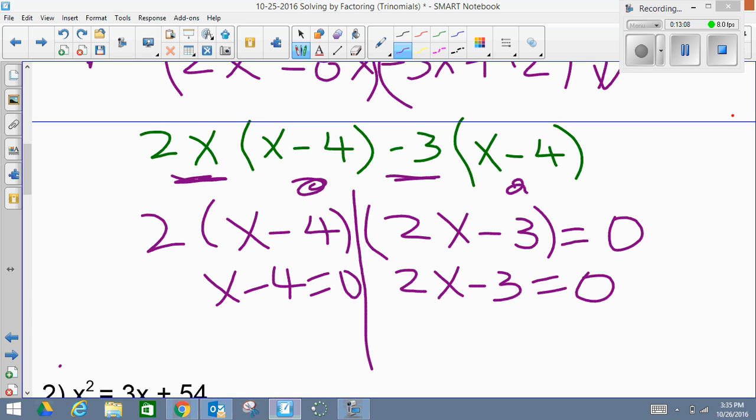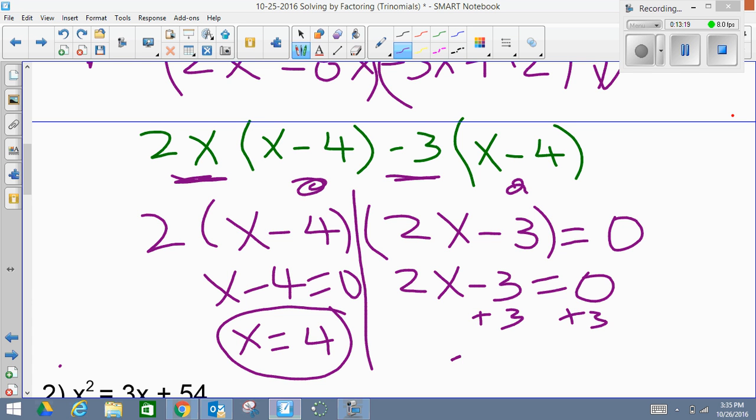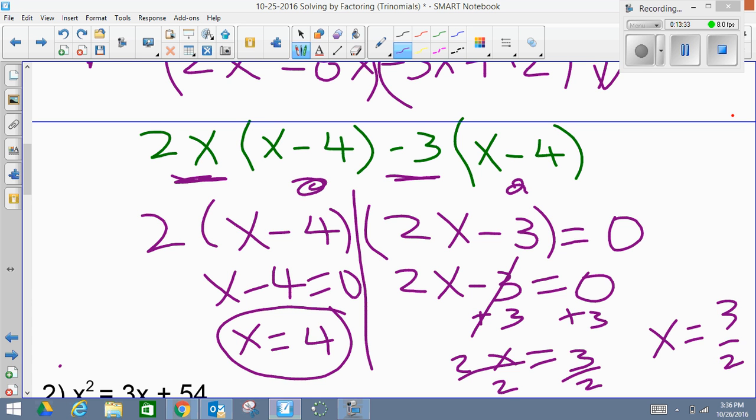From the left side, plus 4 plus 4, x equals 4. And from the right side, I'm going to have plus 3 plus 3. So I'm going to have 2x equals 3, and then divided by 2, which is with the x, divided by 2, and my x equals 3 over 2. So those are my answers. Again, I'm getting 2 answers because my highest exponent is to the second power, which is 2 answers.